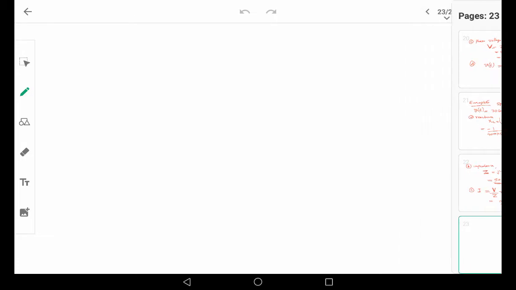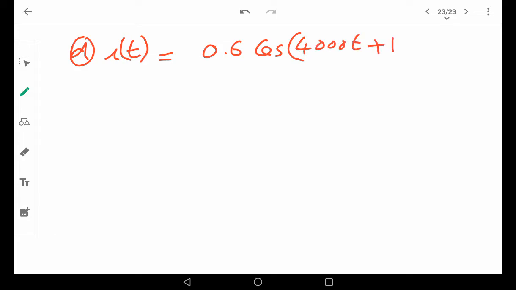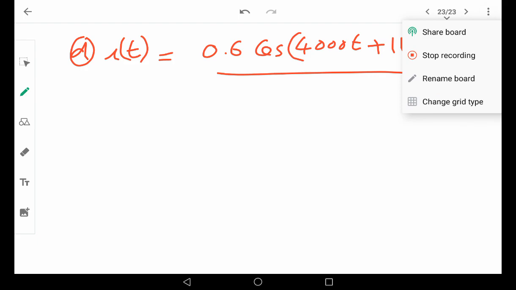So what is the time domain value of the current? You can write the time domain value of the current i(t) equal to, converting that phasor into time domain, 0.6 cos(4000t + 115 degrees) ampere. That is how you do the conversion of the voltage and current. So with this we will stop this particular lecture.